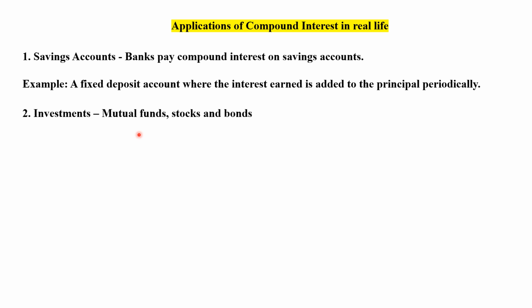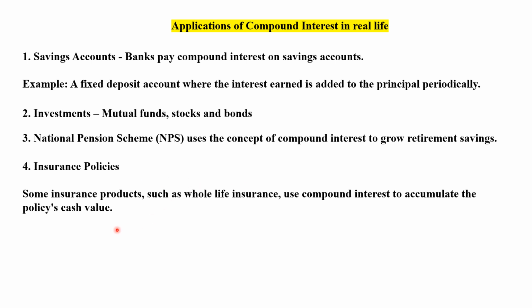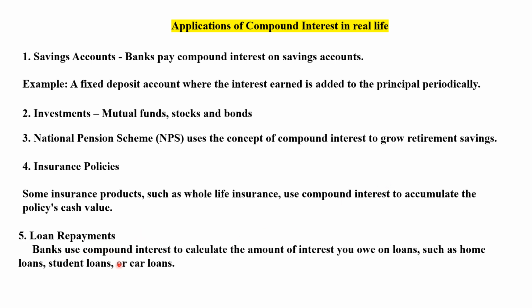Now next is investment. When you invest your money in mutual funds, stocks and bonds, there also compound interest is used. The National Pension Scheme also uses the concept of compound interest to grow retirement savings. And you know that for retirement age, these pension schemes are very useful. Insurance policies: some insurance products, such as whole life insurance, also use compound interest to accumulate the policy's cash value. And loan repayment: banks use compound interest to calculate the amount of interest you owe on loans, such as a home loan, student loan, or car loan.